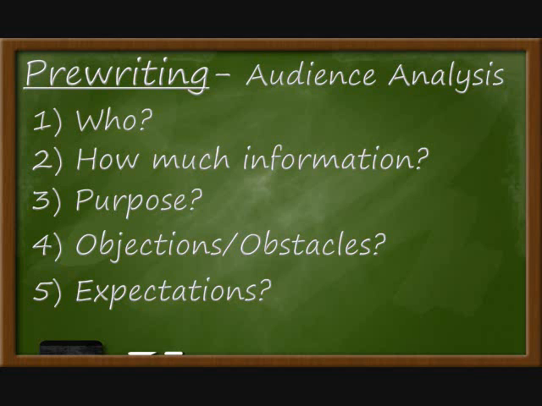Always know your audience's expectations, or if you may not know them, at least think about them. If you really don't know and you have to guess what their expectations are, a good rule of thumb is always overshoot the mark rather than undershoot it, because people will forgive you more quickly for being too formal than they will for being too informal. So think about your audience's expectations and shape your message accordingly. All right, so those are the five questions that I want you to go over. Who are they? How much information do they need? What's your purpose? What are your objections or obstacles that you may have to overcome with this audience? And what are their expectations?